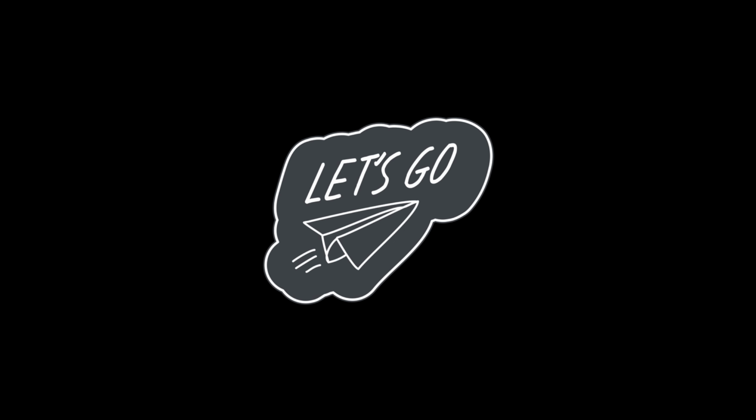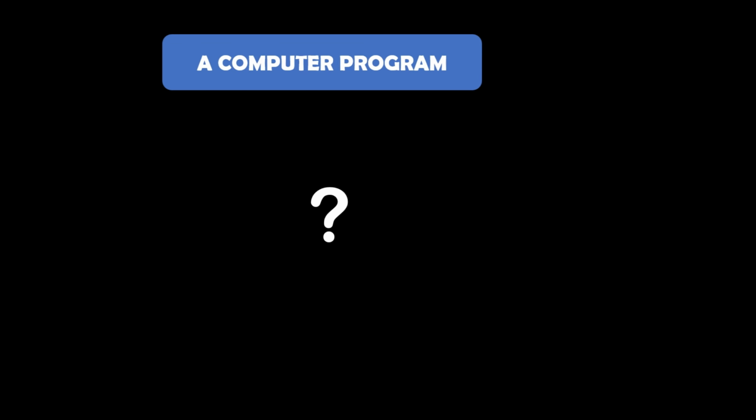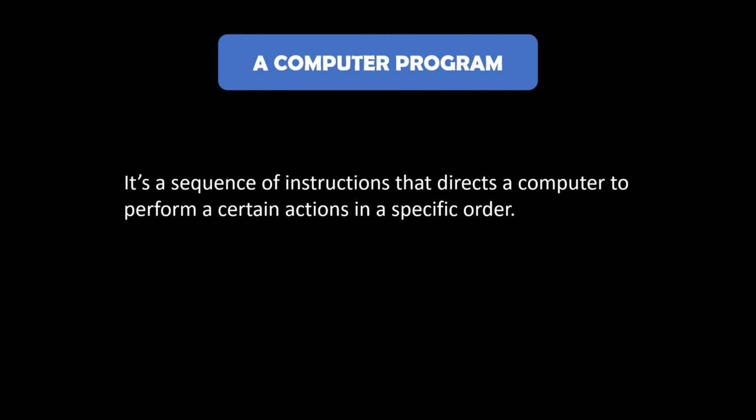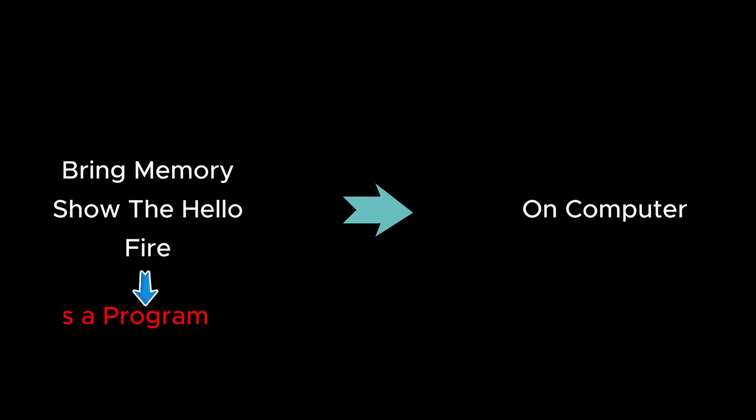Okay. So let's go. The first question is: what is a computer program? Basically, a computer program is a sequence of instructions that directs a computer to perform certain actions in a specific order. So see, there's an instruction to show hello to the computer, and it will display hello on the screen. Multiple instructions, a set of instructions executed sequentially on a computer, is called a program.